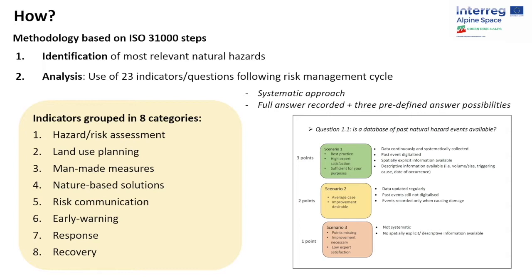So scenario 1 represents the best practice, where there is a high expert satisfaction. Scenario 2 is the average case, when improvement is desirable. And scenario 3 is when some points are missing. So the improvement is not only expected, but is really necessary, according to the expert invited, since there is a low expert satisfaction.